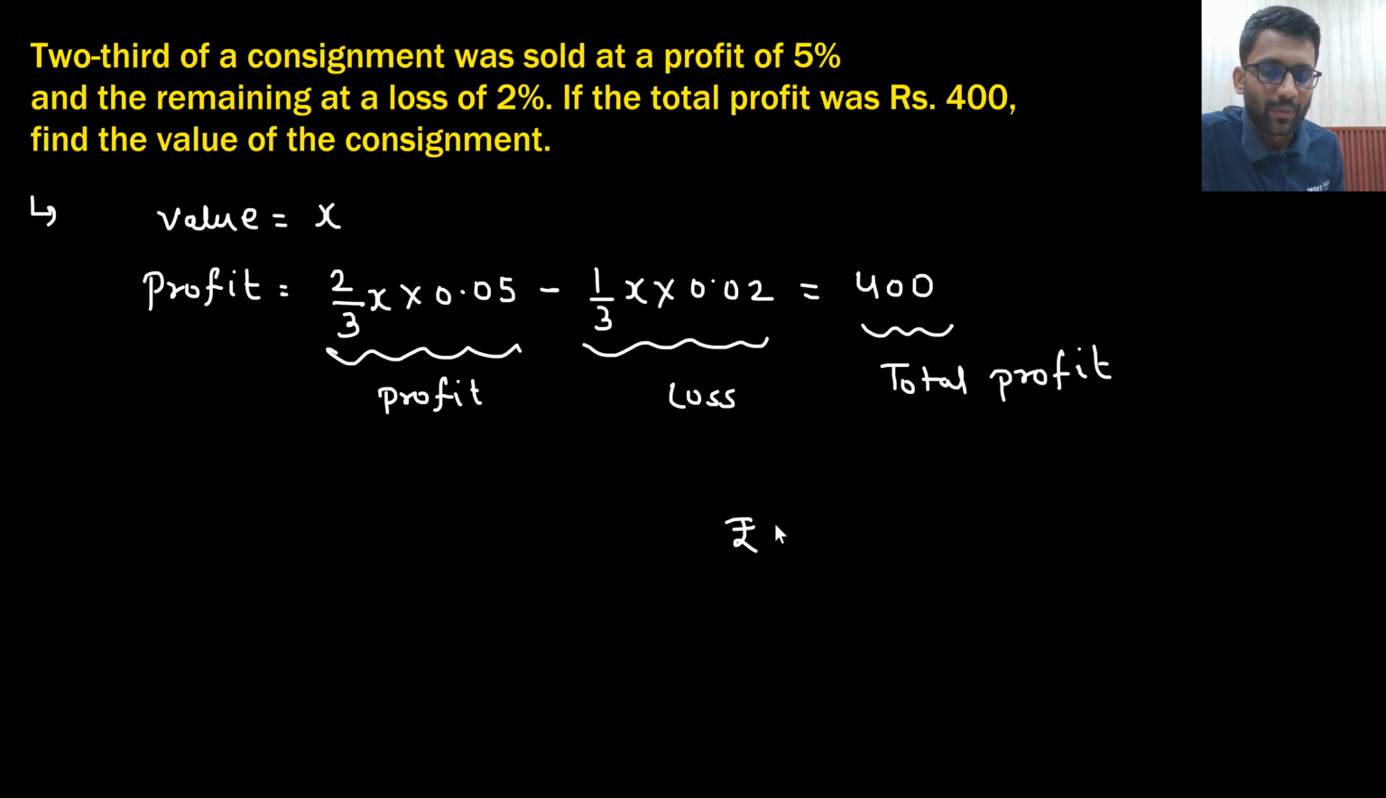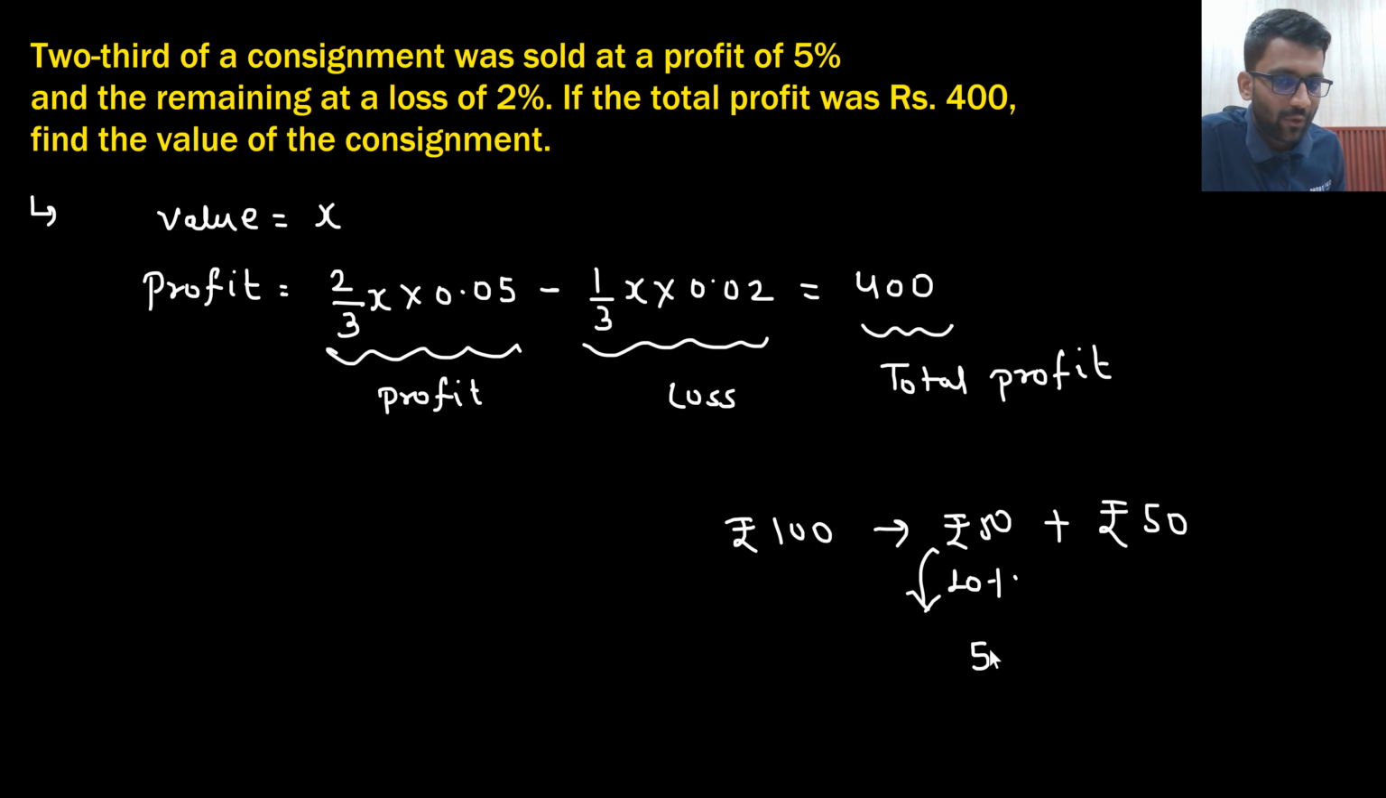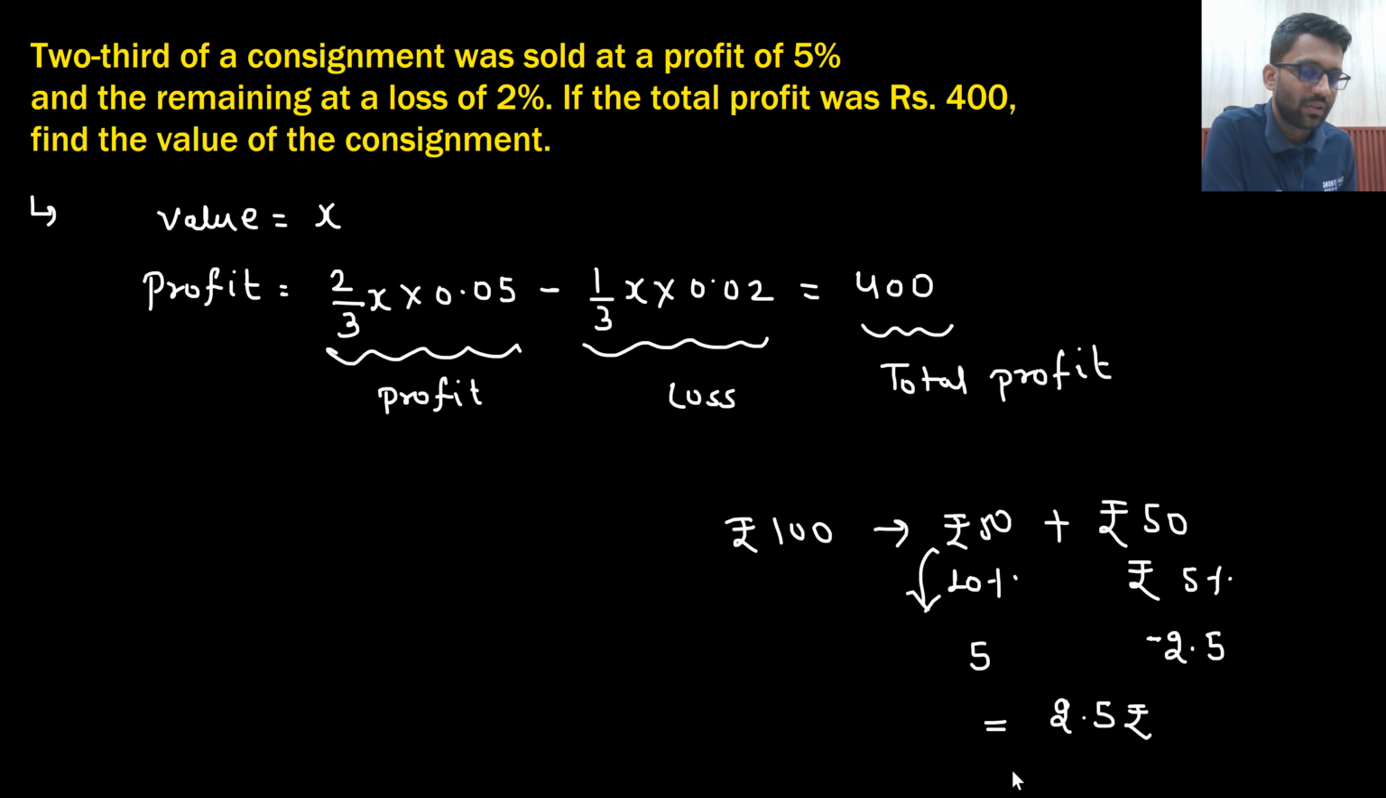I had 100 rupees. I divided it into two parts. I got 10% profit on one part, which means I got 5 rupees profit, and I got 5% loss on the other part, which means I lost 2.5 rupees. So in total I got 2.5 rupees more. So basically I am getting 102.5 rupees.